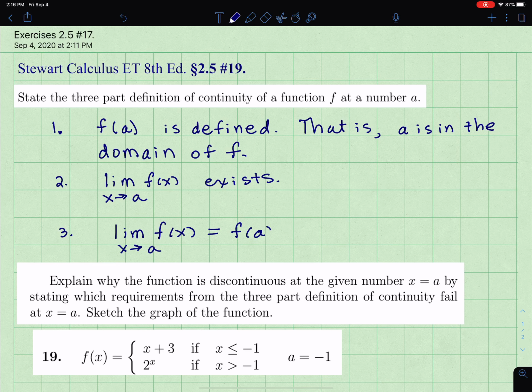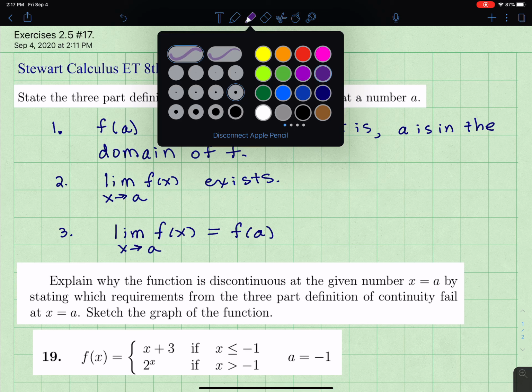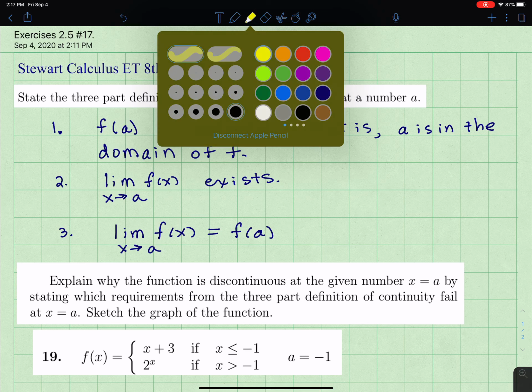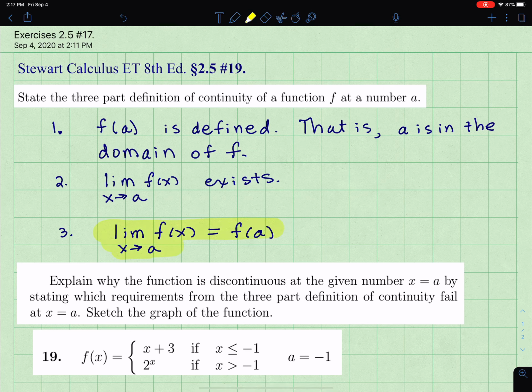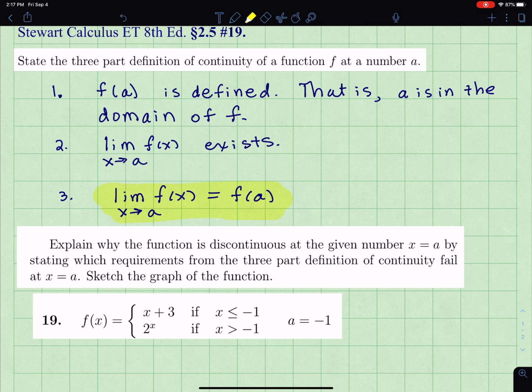Now, there are other definitions of continuity, but many people would say, okay, you could sum up all of these in this last statement. This last statement implies that a is in the domain of f, in other words f of a is defined, and that the limit exists, and that the limit equals the value of the function at a. But I like to break it up for teaching reasons and to learn things.